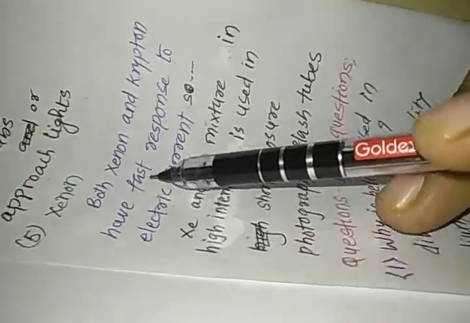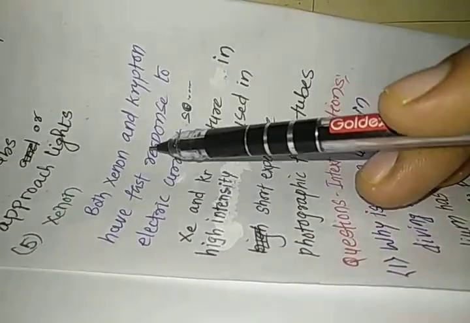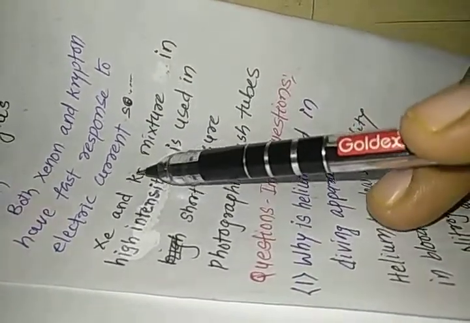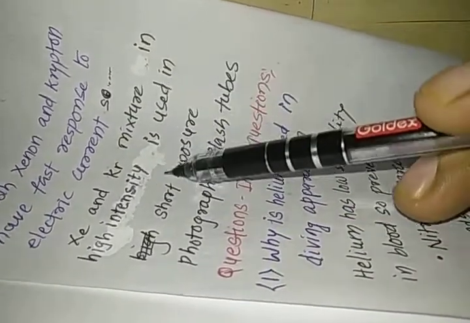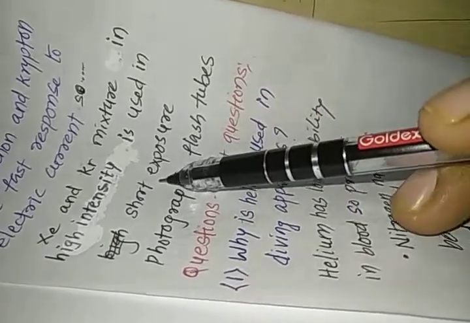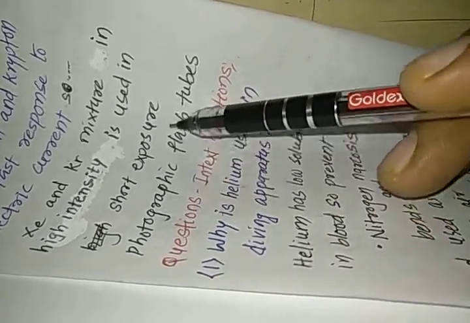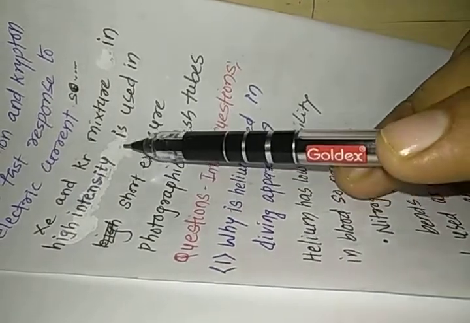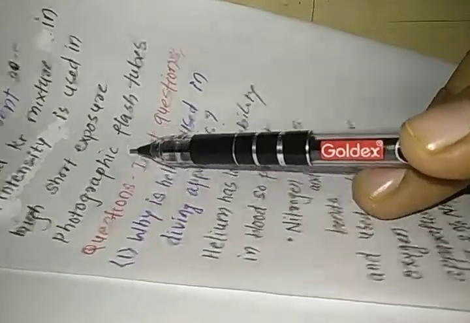In the same way, both xenon and krypton have fast response to electric current, and that is why a xenon and krypton mixture in high density is used in short exposure photographic flash tubes, where you need an immediate flash with a great light. This mixture of xenon and krypton is being used.